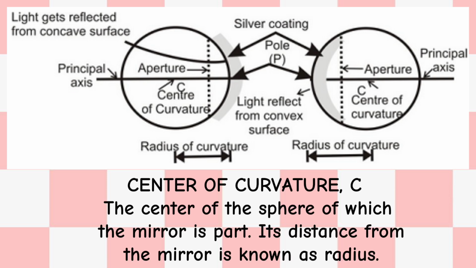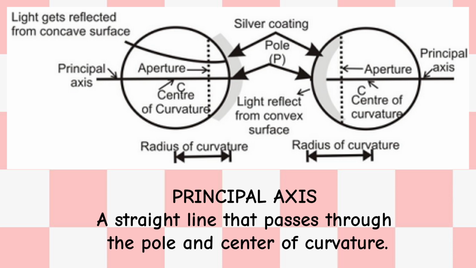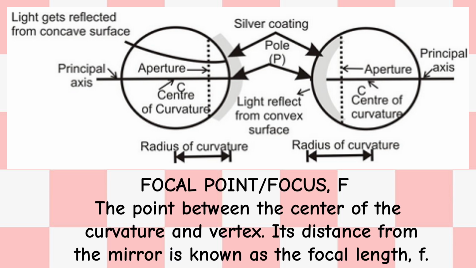Center of curvature: the center of the sphere of which the mirror forms a part. It's the point where all the radii of curvature intersect. Principal axis: a straight line that passes through the pole and center of curvature. Focal point or focus: the point between the center of curvature and vertex. Its distance from the mirror is known as the focal length.